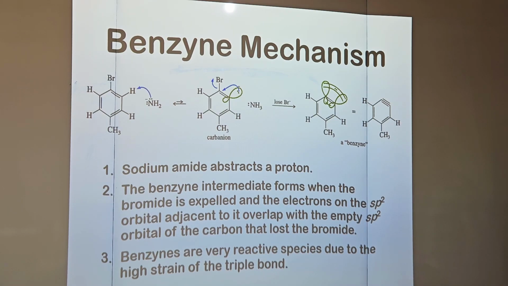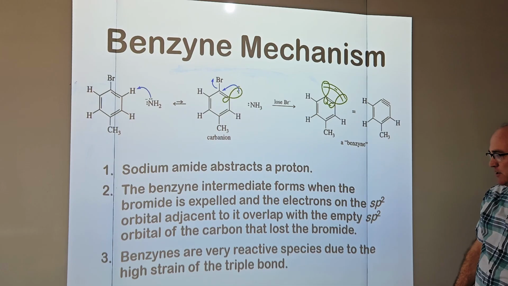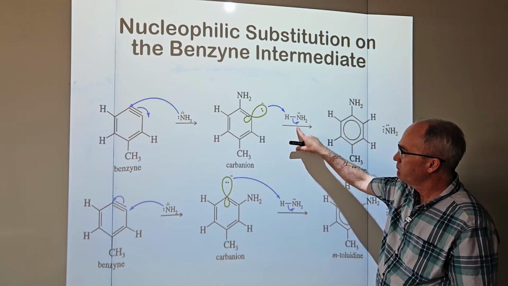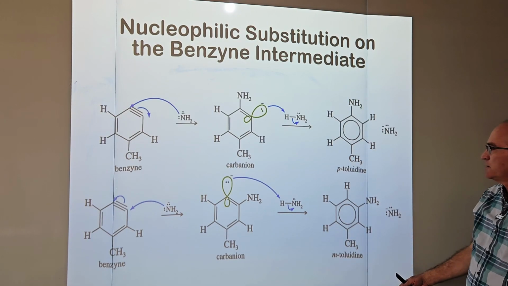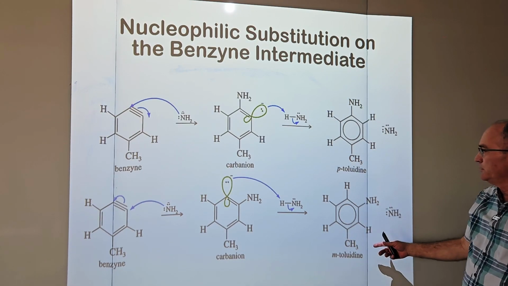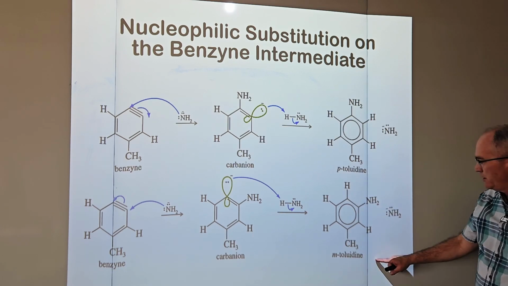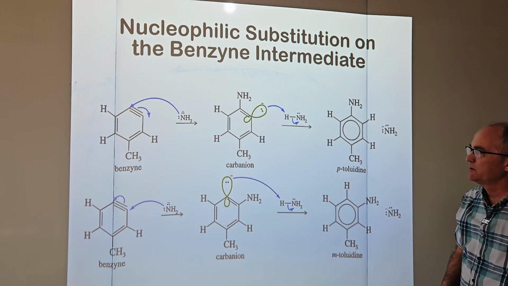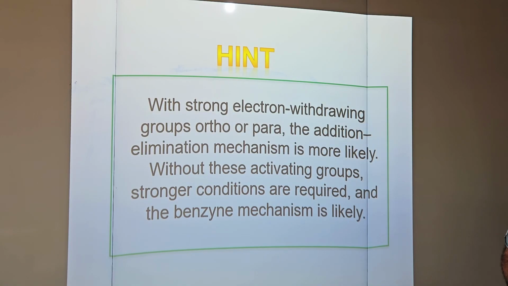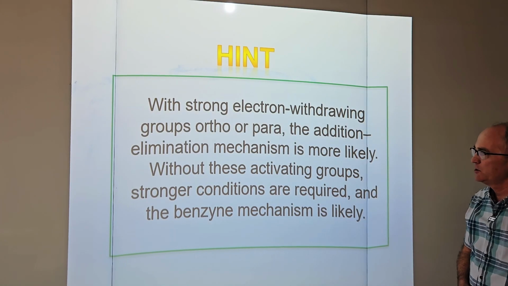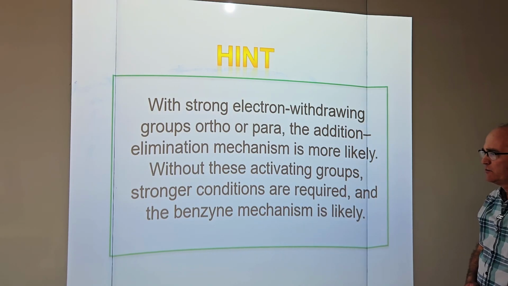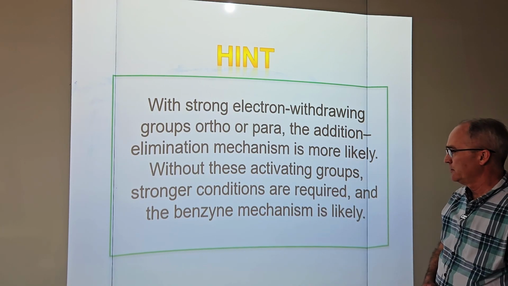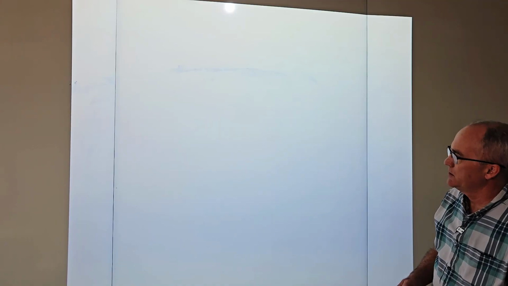So these benzynes are very reactive species due to the high strain of the triple bond. And we're in liquid ammonia that pulls off a proton. And so here is our, I would just call it para-aminotoluene, p-toluidine. And here's the same thing in the meta position. With strong electron withdrawing groups, ortho or para, the addition-elimination mechanism is more likely. Without these activating groups, stronger conditions are required, and the benzyne mechanism is likely.